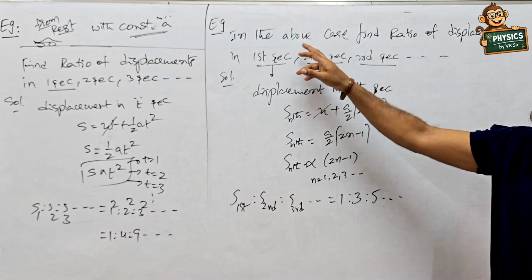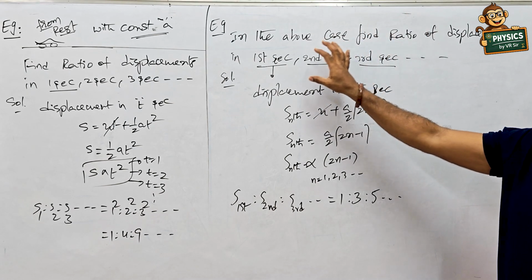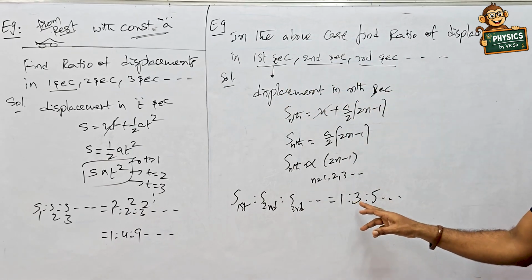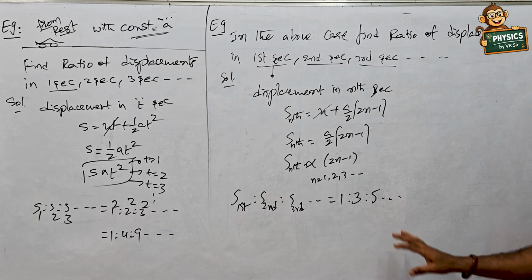Now in the same case, if they ask us to find out the ratio of the displacement in first second, second second, third second, it is nothing but the ratio of the odd integers. Ratio of the odd integers.